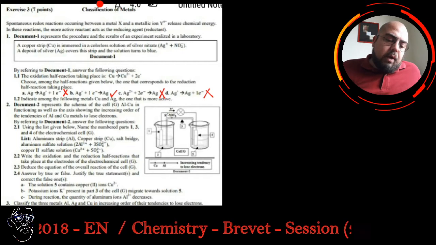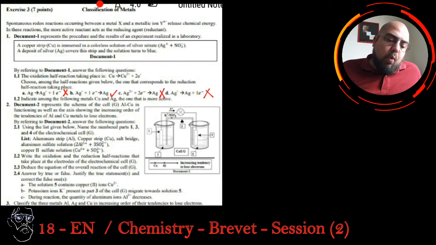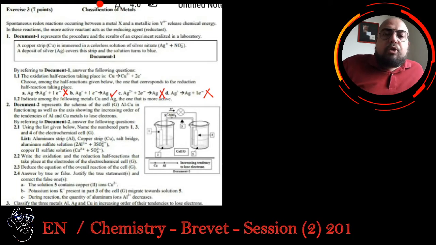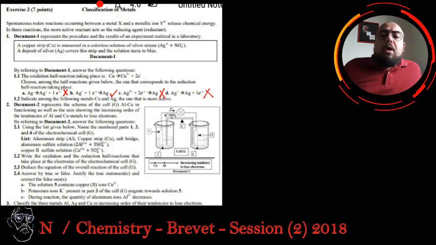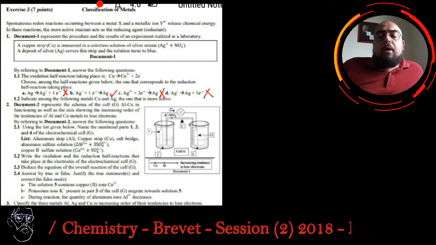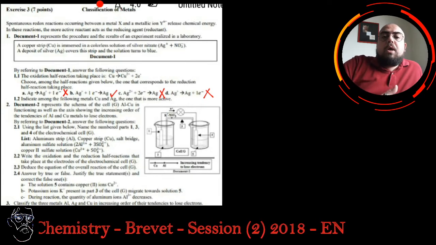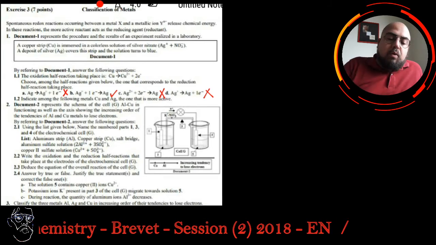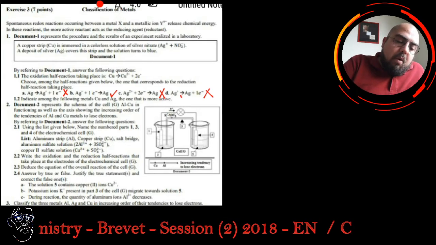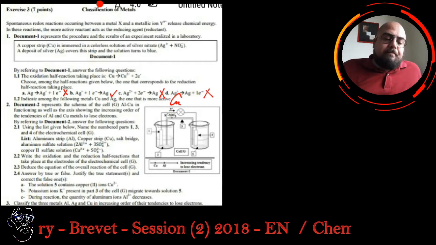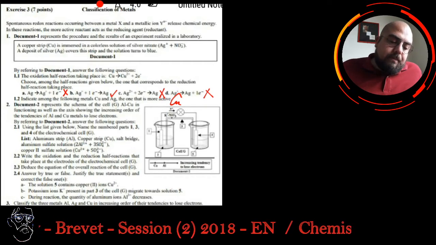Indicate among the following metals, Cu and Ag, the one that is more active. The one which is being oxidized, which is going through an oxidation, is, of course, the active metal. In this case, you have Cu being transformed to Cu2+, so the copper is actually more active. It is the anode of this, it will play the role of an anode.